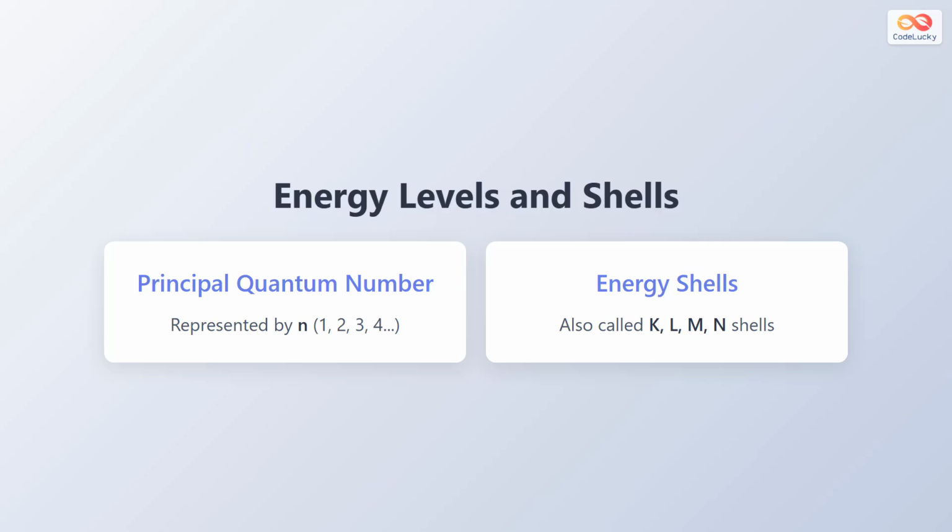Electrons exist in different energy levels, which we call shells. These energy levels are represented by the principal quantum number, denoted by the letter n. The values of n start from 1 and increase as integers: 1, 2, 3, 4, and so on. These energy levels are also given letter names: K for the first shell, L for the second shell, M for the third shell, and N for the fourth shell. The higher the energy level number, the farther the electrons are from the nucleus and the more energy they possess.